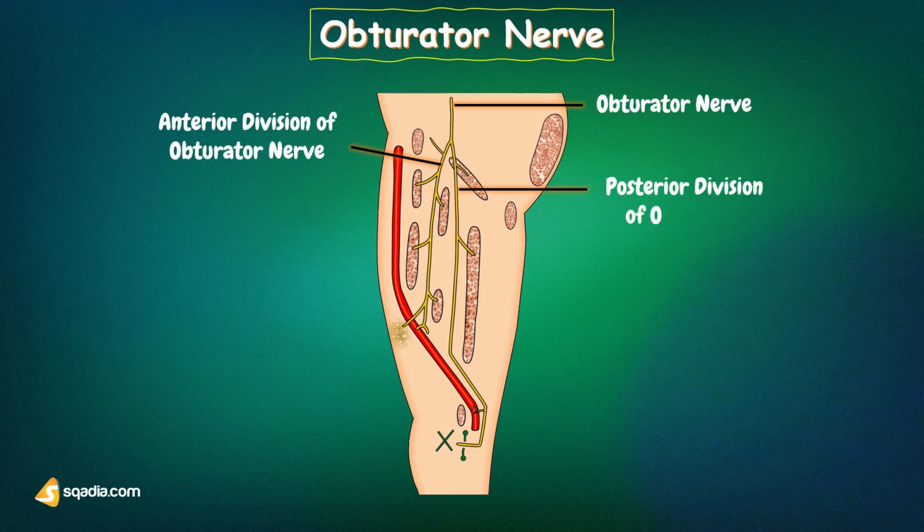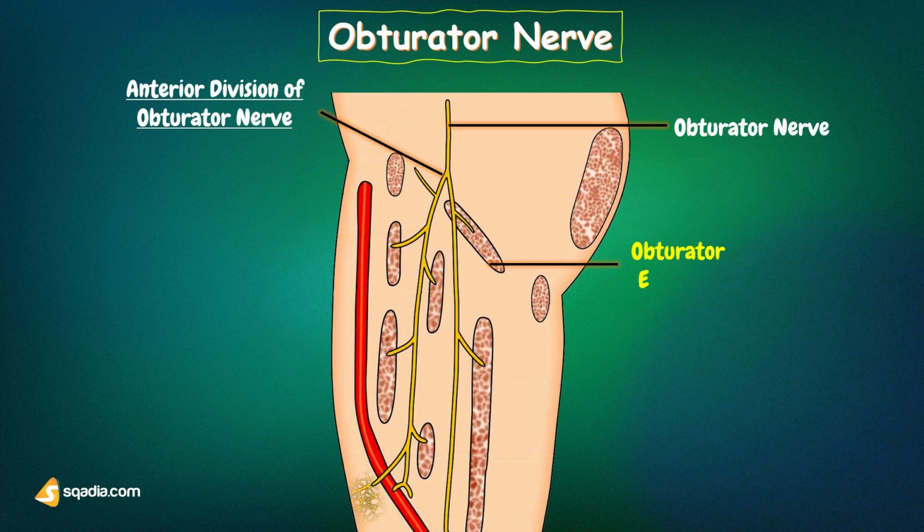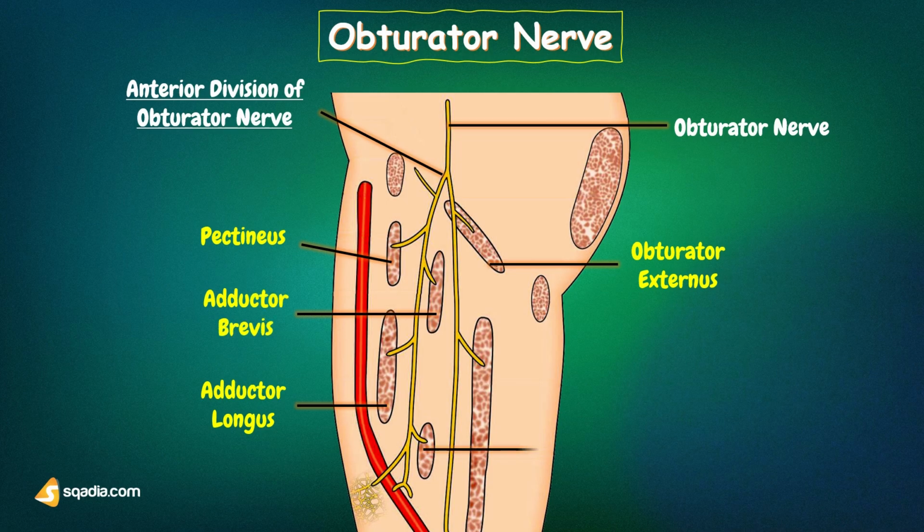If you look at this diagram here, you can see the obturator nerve's course. This is the anterior division of the obturator nerve, and this is the posterior division. Looking closely at the anterior division, we can see that it passes downwards in front of the obturator externus. It is separated from the posterior division by a few fibers of this muscle. It then descends behind the pectineus and the adductor longus, and in front of the adductor brevis. It also passes behind the gracilis muscle.